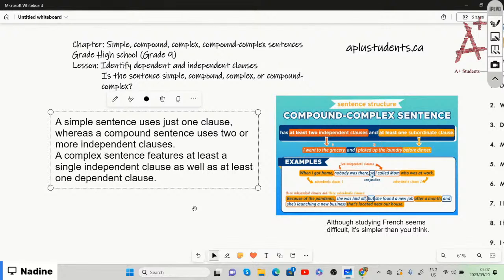And then we have a complex sentence. A complex sentence features at least a single independent clause as well as at least one dependent clause.